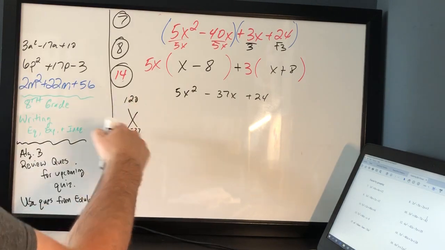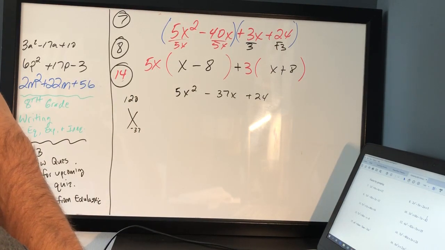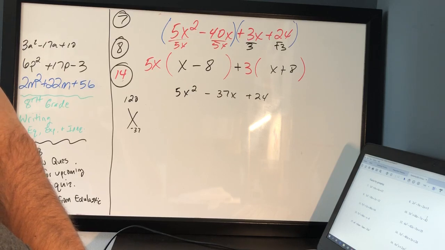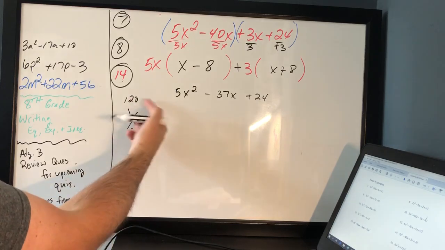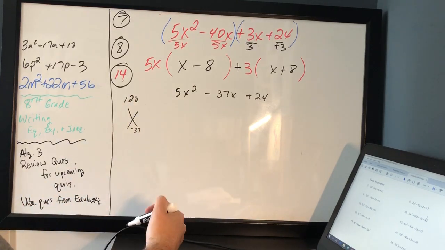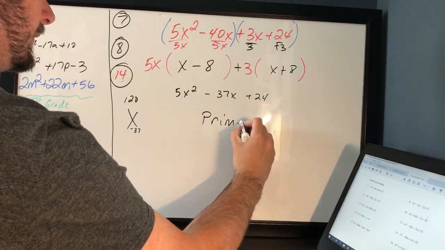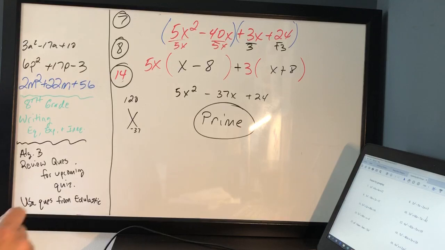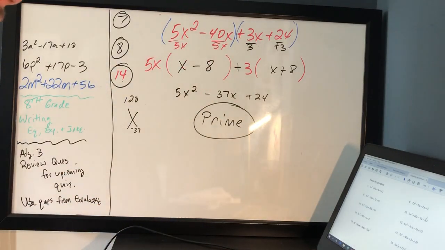Well, this is positive and that's negative. So 120, you got 60 and 2, right? You have 40 and 3, which 40 and 3 would give us 37, but one would have to be negative, and we can't do that because we have a positive. So what happens here is that this is called prime again. All right, so even when you're factoring by grouping, if you can't factor any further and you can't do anything else with it, you just say that it's prime, all right?